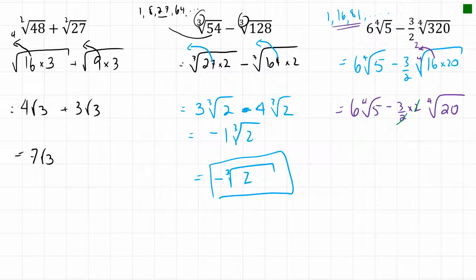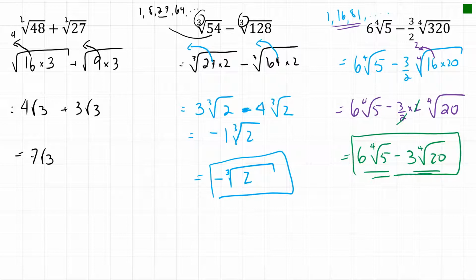These will cancel, and I'll end up with 6 fourth root 5 minus 3 fourth root 20. Now it's very tempting to try and do something more with this, but these are unlike terms, so this is the final answer.